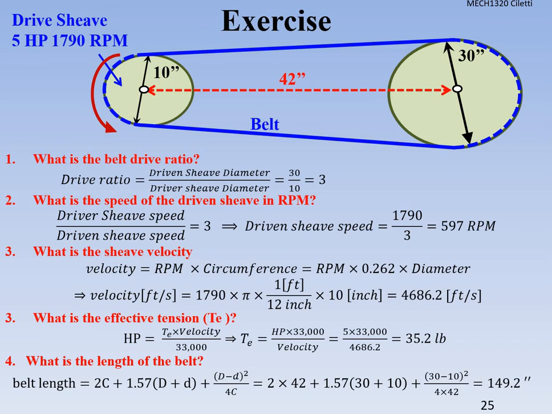If I ask you to find the belt length, it's going to be 2C plus 1.57 times the two diameters added together, plus the difference between the two diameters squared, divided by 4C. When you substitute everything in, you should get a belt length of 149.2 inches. Those are examples of all the different calculations I would expect you to do on a test or a quiz, and in real life, if you're building a belt drive, you need to be able to do these. It's important that we know the center distance, the size of the sheaves, and, when we're using a motor, the input horsepower and RPM.